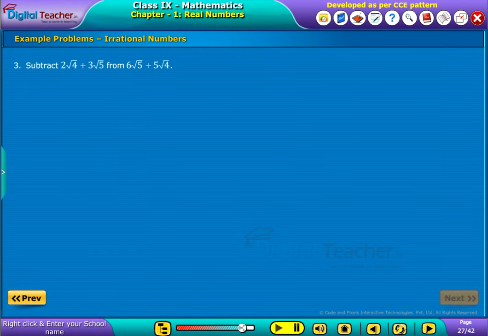Subtract 2 root 4 plus 3 root 5 from 6 root 5 plus 5 root 4. Solution: When we subtract 2 root 4 plus 3 root 5 from 6 root 5 plus 5 root 4, by further solving, we get 3 root 5 plus 3 root 4.